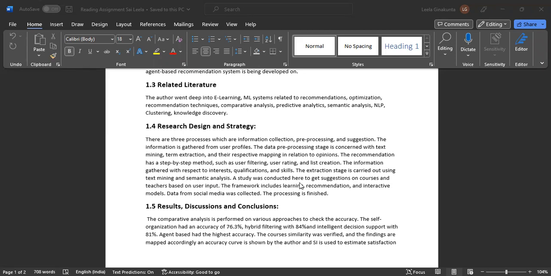A study was conducted here to get suggestions on courses and teachers based on user input. The framework includes learning, recommendation, and interactive models. Data from social media was also collected and the processing is finished.